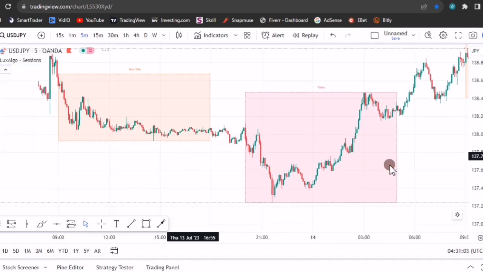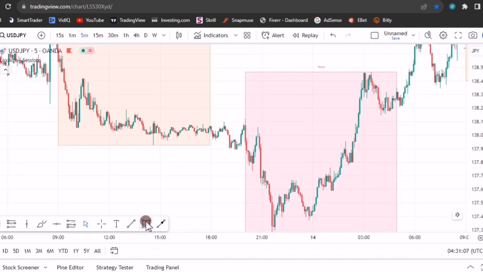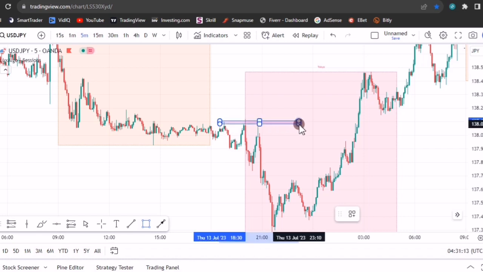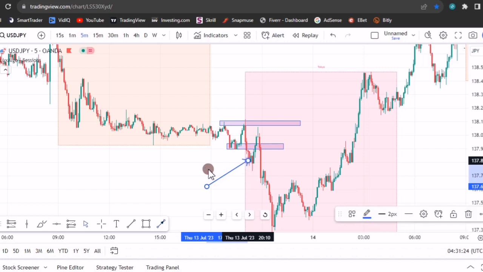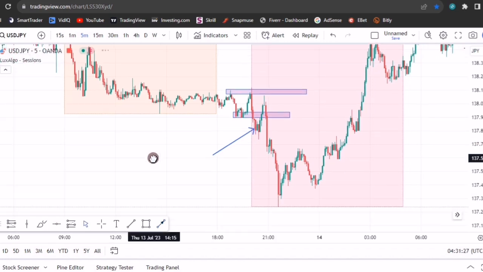Okay, my internet is a bit slow. So what you do, you mark the highest point. I think it's that one. And then you also mark the lowest point. Okay, so you could have taken a sell trade when price closed below there. Okay, you could have caught this small move.